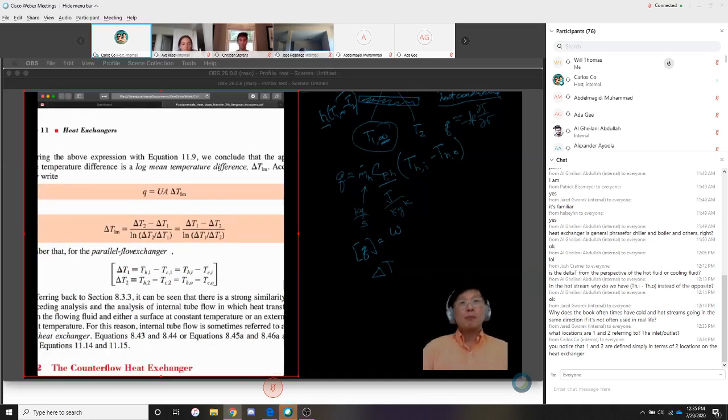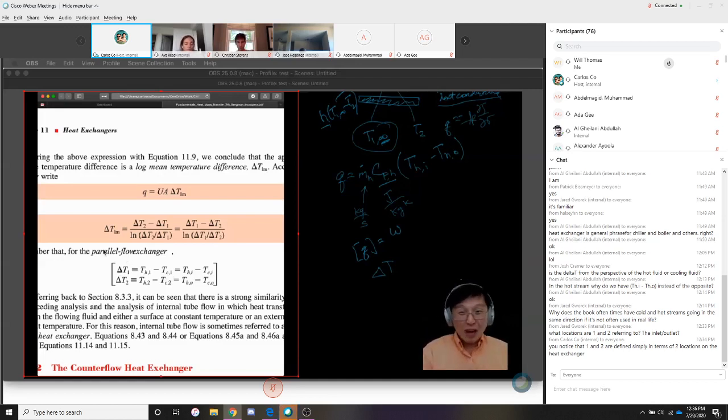But look at it this way. They call it a parallel flow. That's basically co-current. They're going in the same direction, okay? So when we say the delta T, the difference in temperatures at one end, at position 1, what is that? It's the temperature of the hot stream at position 1 minus the temperature of the cold stream at position 1.